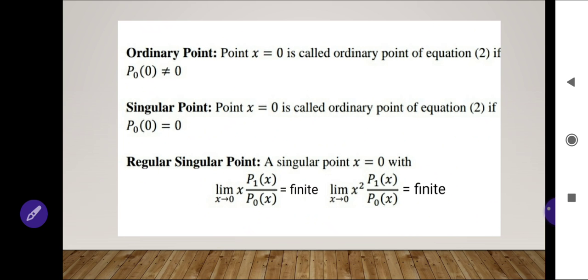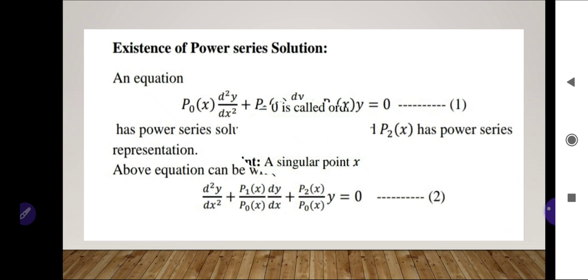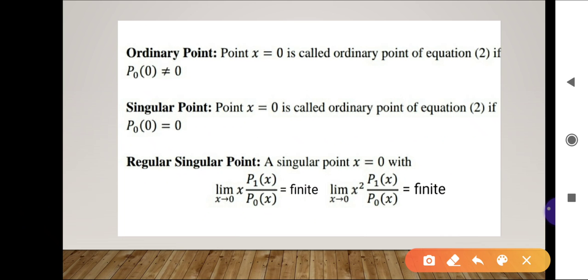Then what is singular point? If x is equal to 0 is called an ordinary point of equation 2 if p0 of 0 is nonzero; otherwise it is called a singular point. This word is actually wrong. So what is a singular point? The point x is equal to 0 is called a singular point of equation 2 if the value of p0 of 0 is equal to 0.